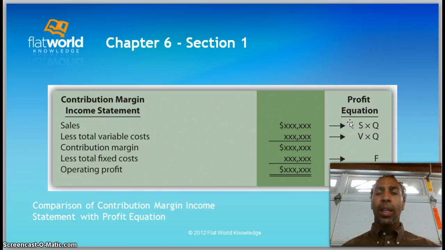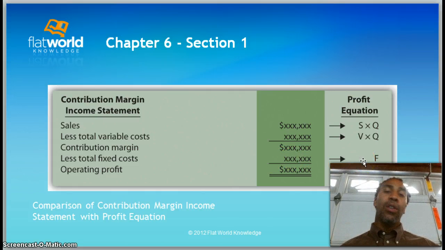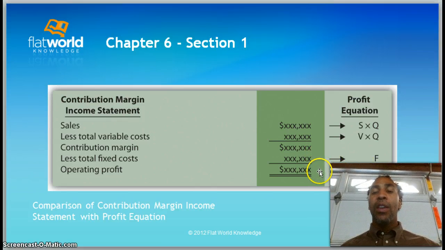So if I remember correctly, selling price is $250, right? So if we're just taking one, that's $250. So 250 times 1, $250 worth of sales. Less total variable cost, let's say it's $150 if I remember correctly, and take that $150 and you multiply it by 1. So then you have $250 minus $150, which means that your contribution margin, which would be right here, is $100. Less your total fixed cost. Let's say our total fixed cost was $50. So you take your $100 minus your $50, and then you get our operating profit, which would be $50.